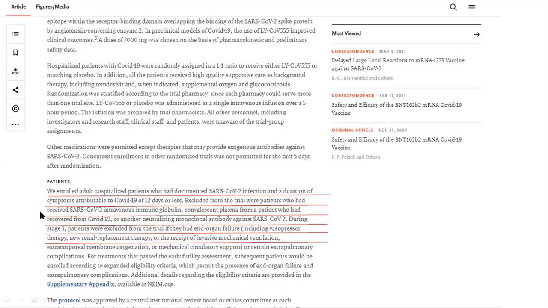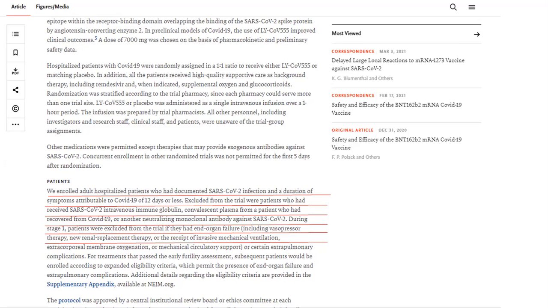We have underlined this. What they say is that we enrolled adult patients, that means more than 18 years of age, who had documented COVID-19 infection, and the duration of symptoms attributable to COVID-19 was 12 days or less. So this is the inclusion criteria. You have patients that are adults, you have patients who are having COVID-19, and we have fixed a duration of 12 days or less. Now, this would form a broad group.